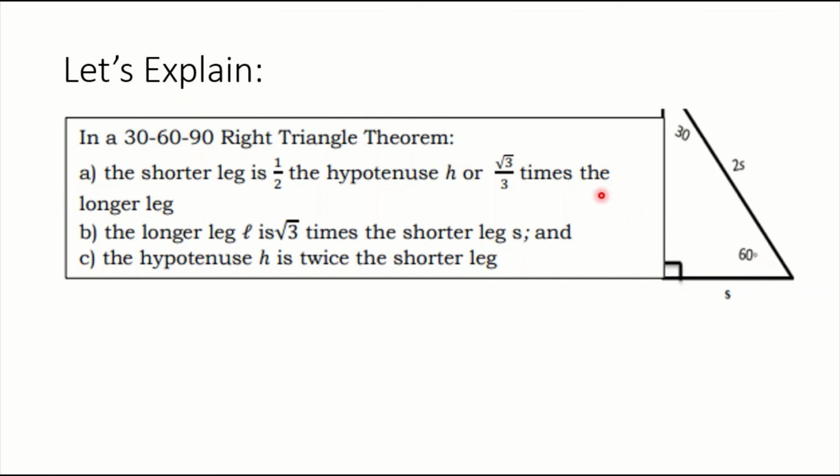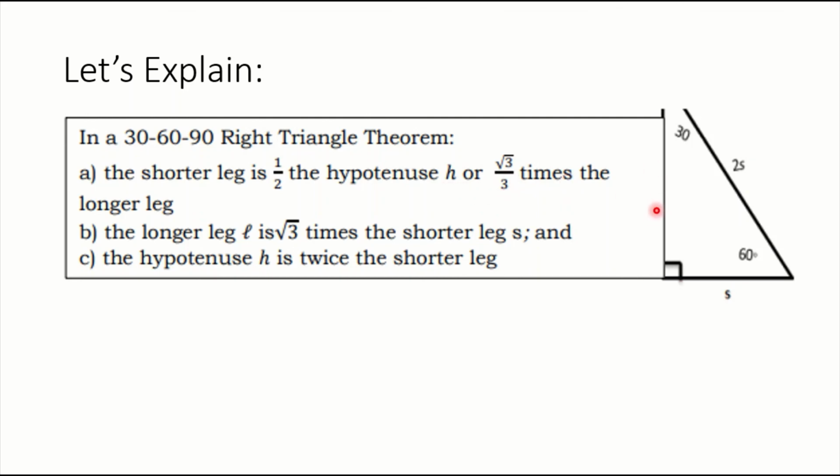Okay? Therefore, the shorter leg is 1/2 the hypotenuse. So this one half of the hypotenuse. So 1/2 of S. I mean 2S. Kung ang given mo ay 2S, 1/2 ni 2S, S. Diba? Kalahati nito, S. Or square root of 3 over 3 times the longer leg.